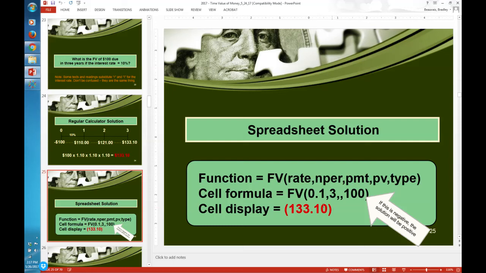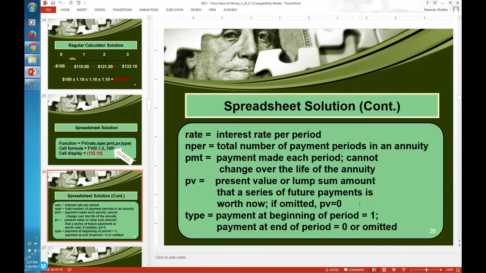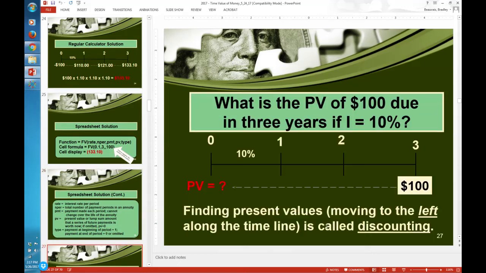Okay, one or the other is going to be negative. That's just the way the formula works. And if we're doing this completely appropriately, we want to put a negative in here to get that positive 133.10. Okay, here are the terms that I just described, just for a little bit more detail. And you can see how, as we put things in for the payment later on, and as we put things in for the type, what that really means. But we will revisit that content in a little while.